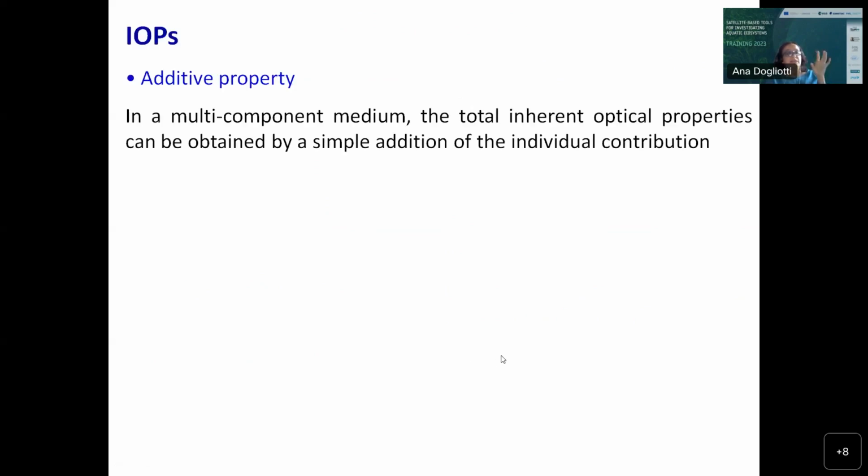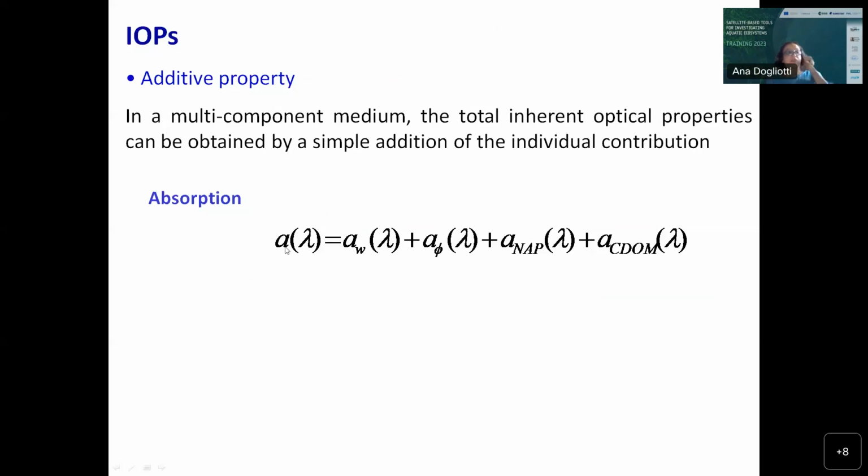The interesting thing is that these IOPs have the property of what we call additivity, which means that the total inherent optical properties can be calculated or estimated as the sum of the IOPs of each of the components present in the waters. What it means is that the total absorption can be expressed as the absorption of the water plus the absorption of the phytoplankton of the four groups I mentioned before, the non-algal particles, and the absorption of CDOM.